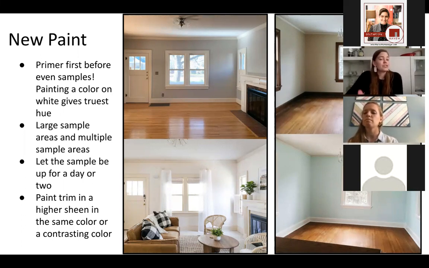You just kind of up the sheen level. So maybe you put an eggshell finish on the walls, you can do a semi-gloss or a high gloss on the trim. And then you can also, of course, paint it a contrasting color instead, a darker color or a lighter color based on the walls that you picked. But that really helps complete the room and give the whole thing a nice impact.